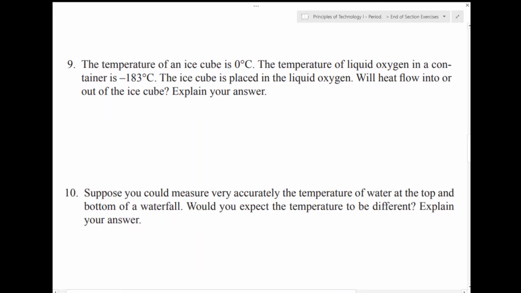Number 9 says the temperature of an ice cube is 0 degrees Celsius. The temperature of liquid oxygen in a container is negative 183 degrees Celsius. The ice cube is placed in the liquid oxygen. Will heat flow into or out of the ice cube? Again, heat flows from high temperature to low temperature, so it is going to flow from the ice cube that is at 0 degrees Celsius and into the liquid oxygen at negative 183 degrees Celsius.